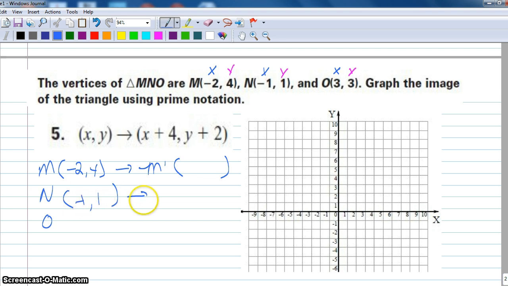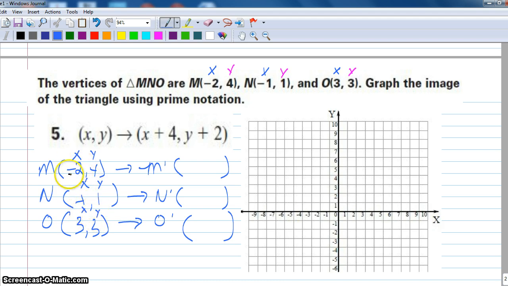Negative 1, 1. N prime. And O is going to be 3, 3. And I want O prime. So here we go. Here's my x, y, x, y, x, y.